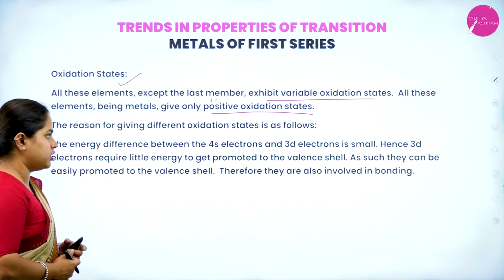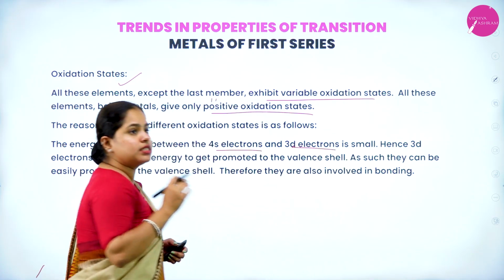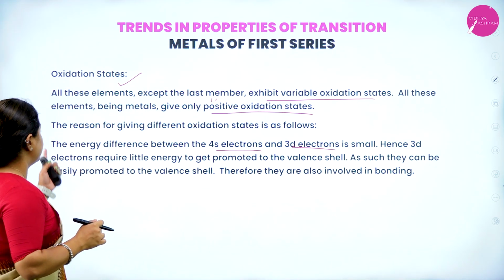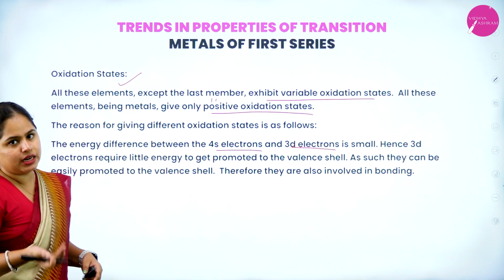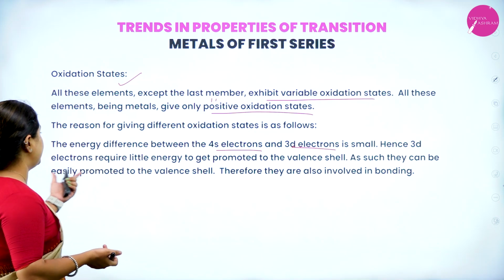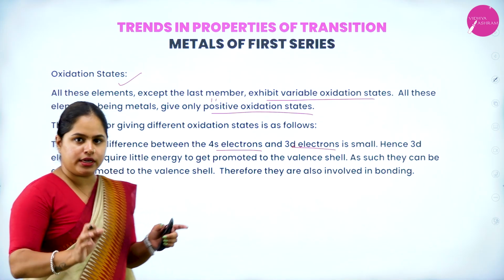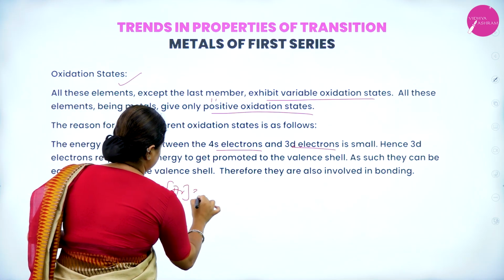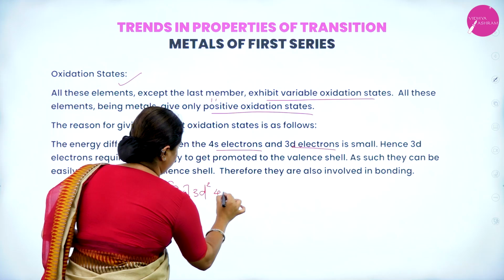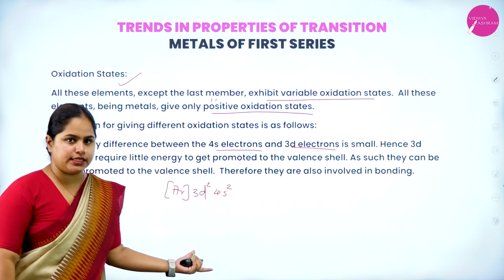The energy difference between 4s electrons and 3d electrons is small. Hence, 3d electrons require little energy to get promoted to the valence shell. As such, they can be easily promoted to the valence shell. Therefore, they are also involved in bonding. For example, I am writing argon 3d2 4s2. This is the electronic configuration of titanium.